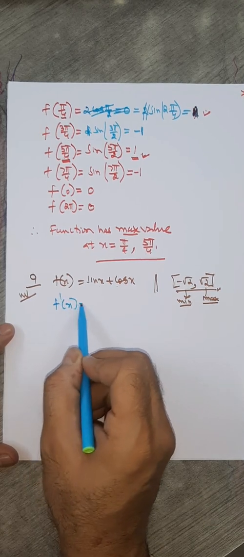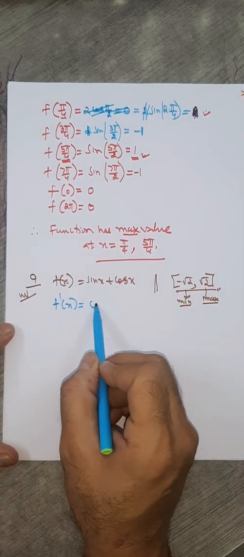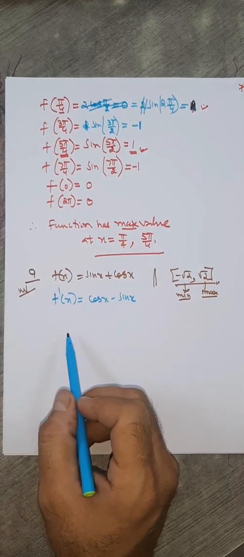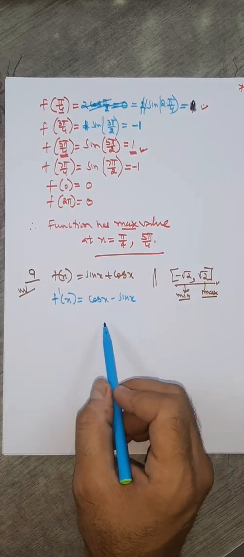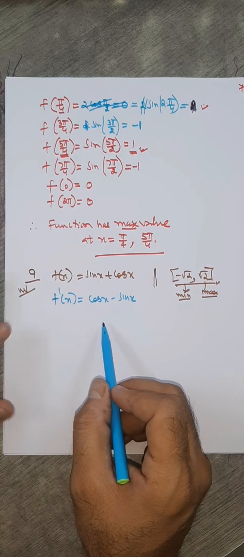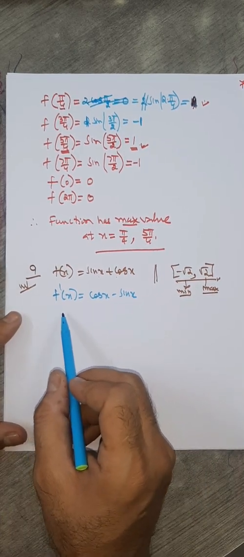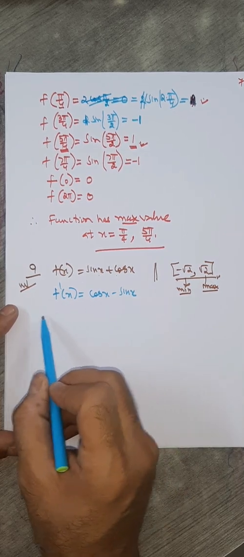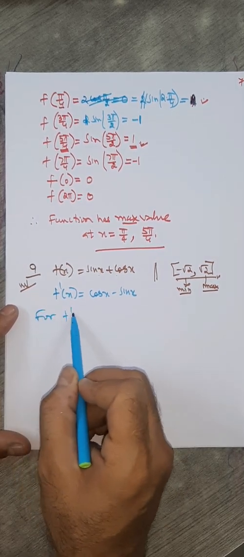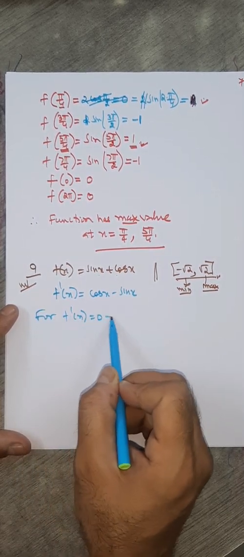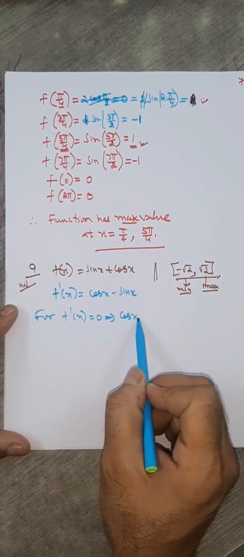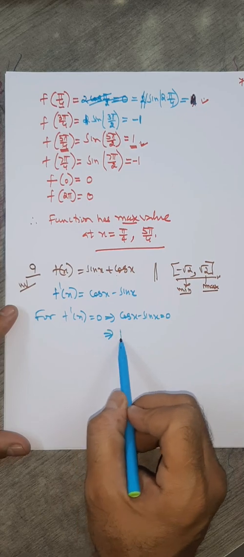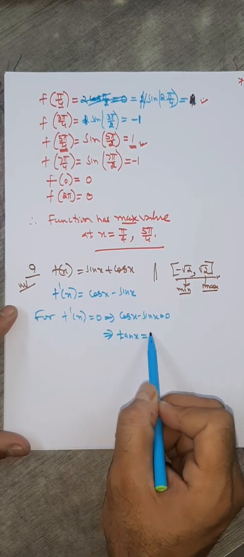So f dash x will be what here? You know, cos x minus sin x. Fine. Now here the double derivative is not important because you are asked for the highest value. The double derivative is important only when you are asked for local maximum or minimum. So we'll just get the turning points. For f dash x equals 0, it implies cos x minus sin x equals 0. Take 1 on the other side, so we get tan x equals 1.